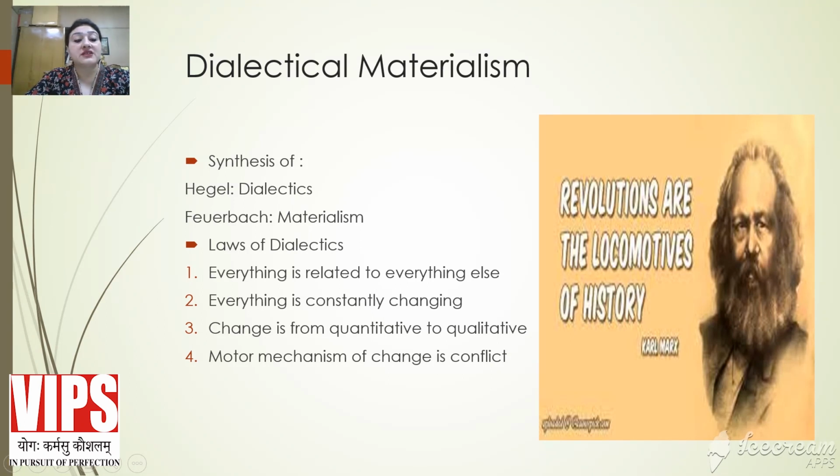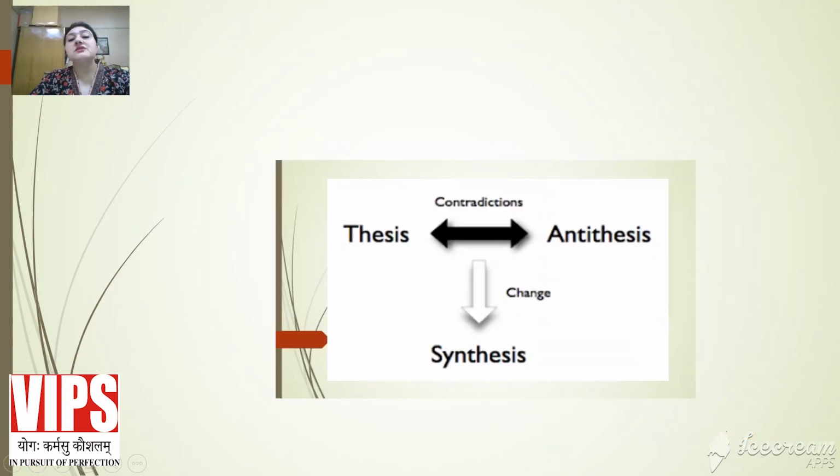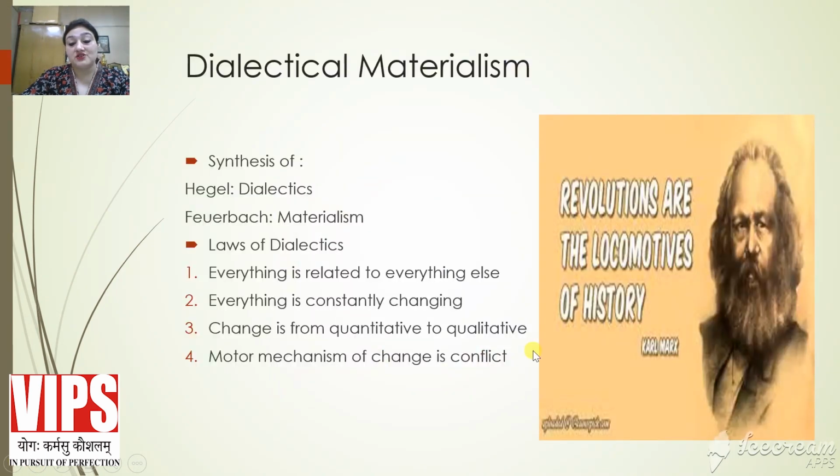It's revealed as struggle. So there is this very interesting thing which Karl Marx puts across, and of course it's a part of the laws of dialectics, that the movement from thesis to antithesis is because of contradictions. And these contradictions bring about change, and there is something new which is formulated, and that is referred to as a synthesis. So we need to understand why he says that conflict is the motor mechanism of change, which is the fourth law of dialectics, taken from Hegel and Feuerbach.